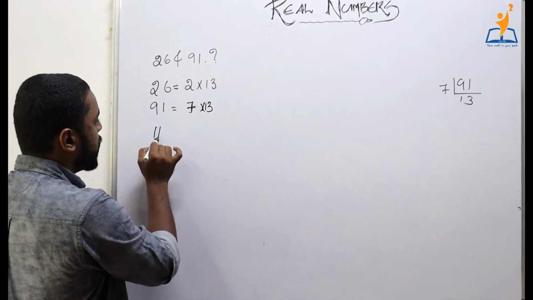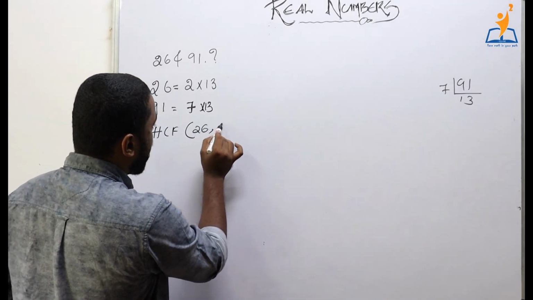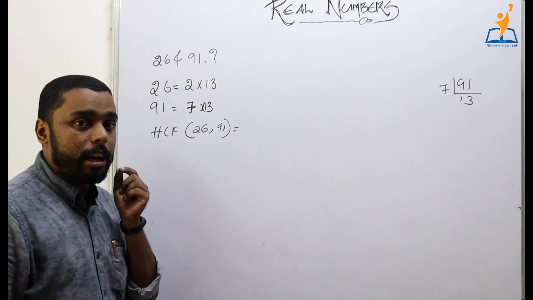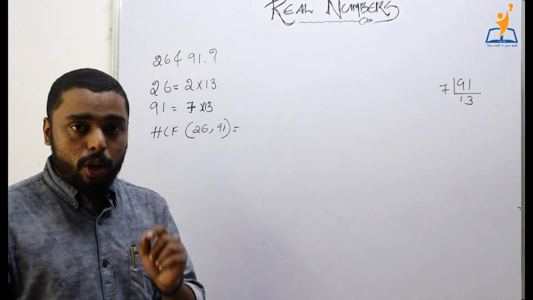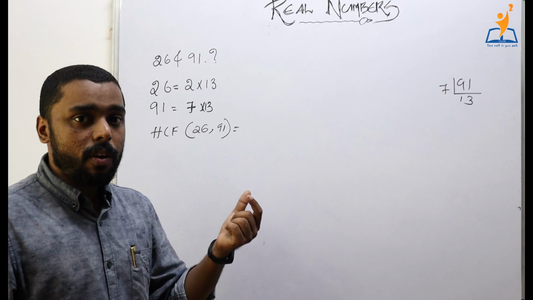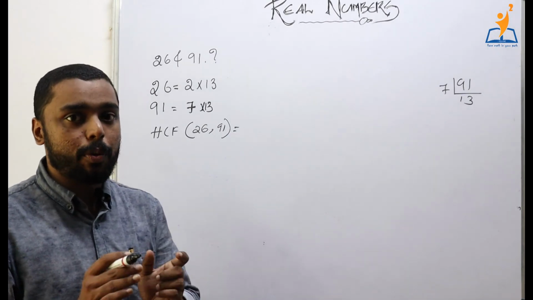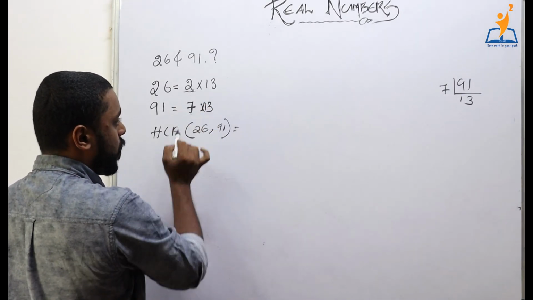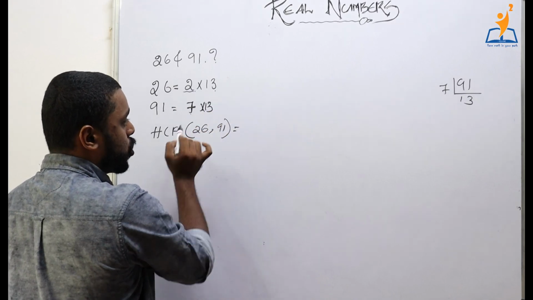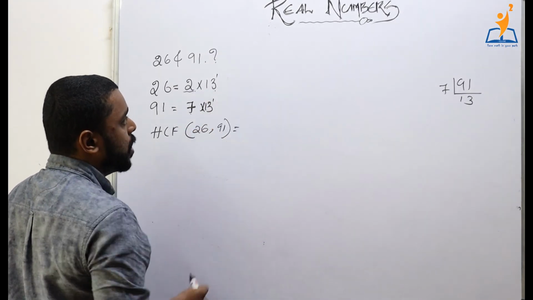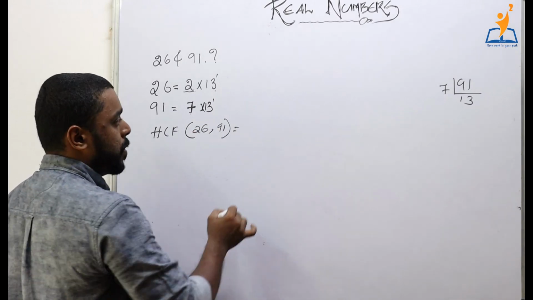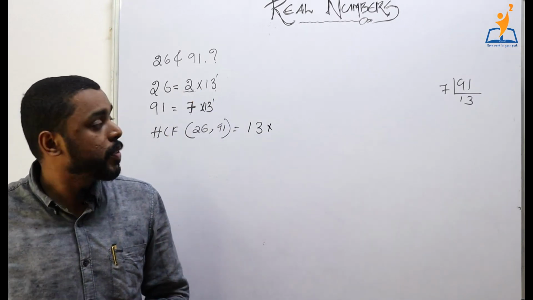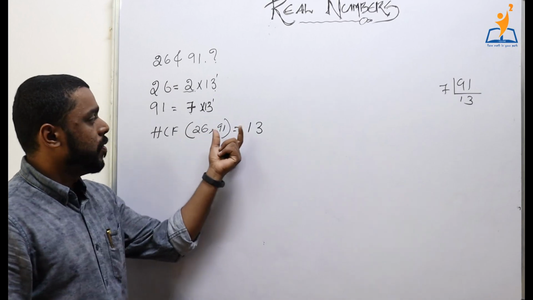Now we want to find the HCF of 26 and 91. The HCF of two numbers from the prime factorization method can be found by locating the common primes, selecting the one with the smallest power, and finding the product of all such primes. Here 2 is not common, since 2 is available here but not in this expression, but 13 is common to both and the smallest power involved is 1. Since both have the power 1, we can choose any one of them. So we have 13, and 7 is not common, so no other prime is common. So HCF is equal to 13.